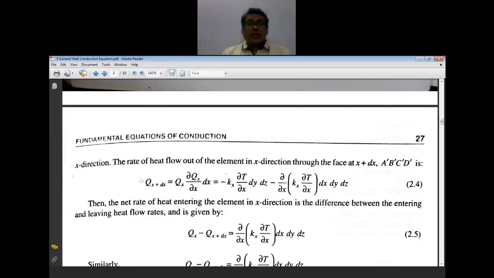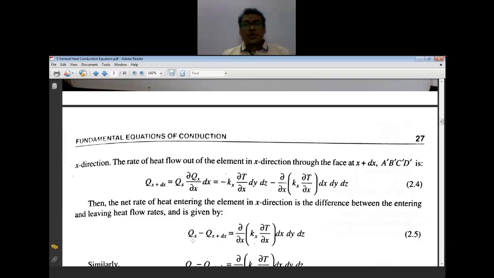And the heat going out from this volume element, that is Qx plus delta Qx upon delta x into dx, is equal to minus Kx into delta T by delta x into dy dz, minus delta by delta x of Kx into delta T upon delta x into dx dy dz.